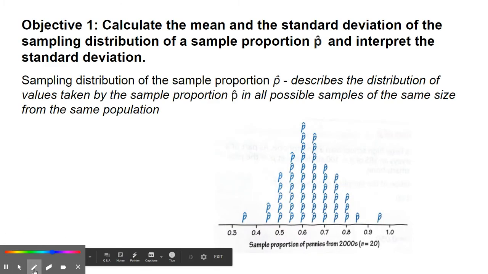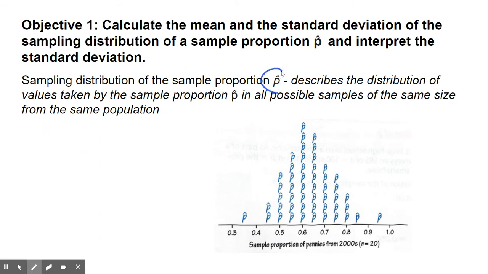Okay, so the sampling distribution of the sample proportion p hat. Again, this is our symbol. It describes the distribution of values taken by the sample proportion p hat in all possible samples of the same size from the same population. And when we interpret the standard deviation, we will use this phrasing as well.